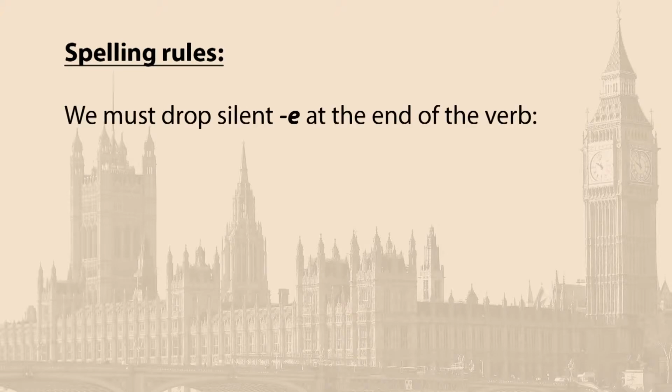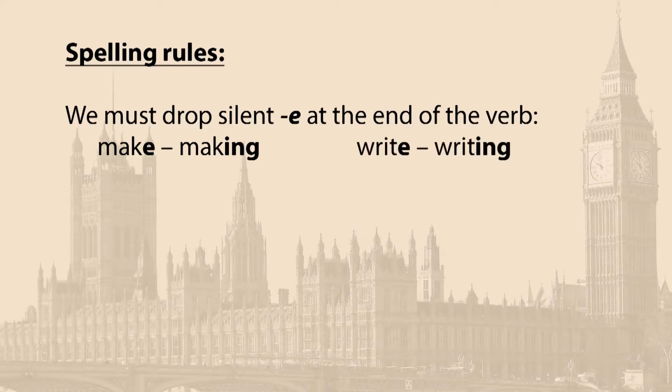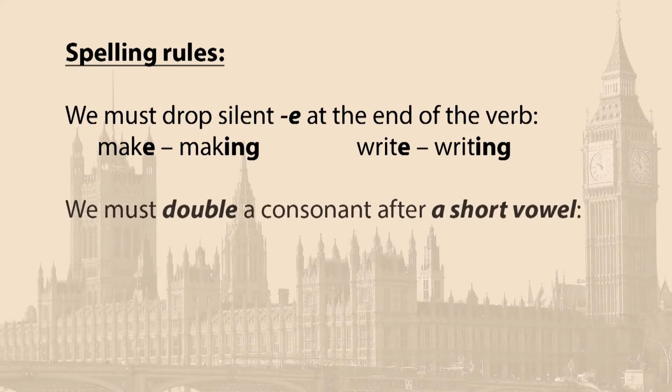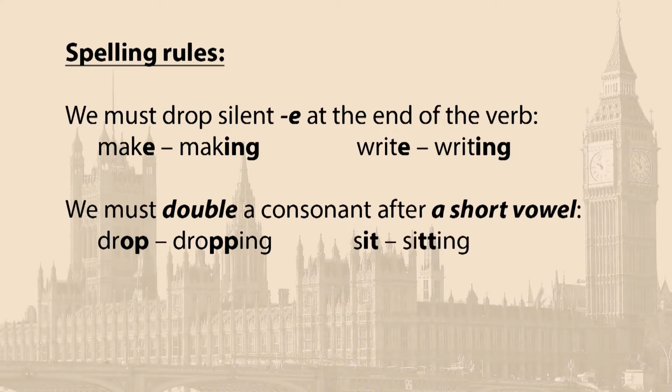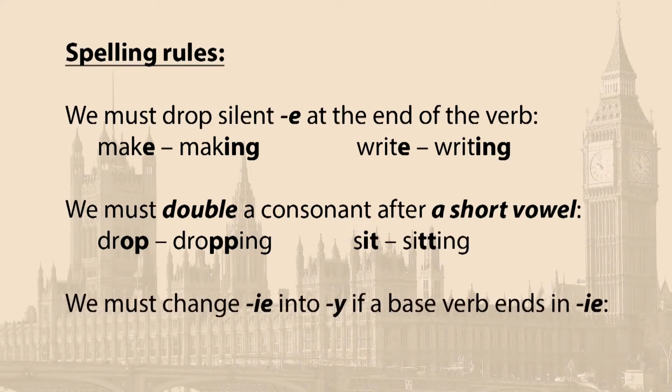We must drop silent e at the end of the verb. For example, make, making, write, writing. We must double a consonant after a short vowel. For example, drop, dropping, sit, sitting. And we must change ie into y if a base verb ends in ie. For example, die, dying, lie, lying.